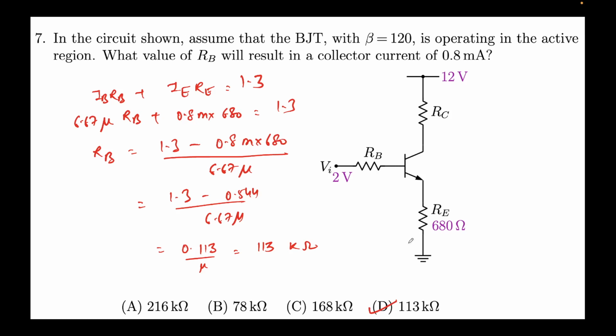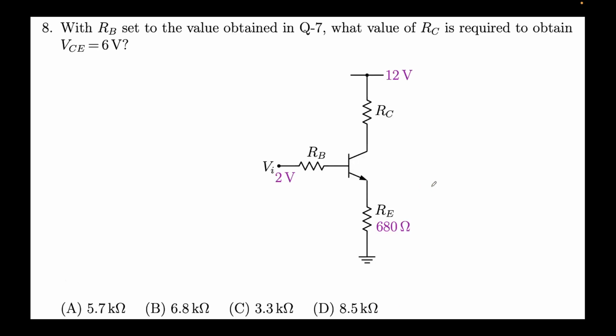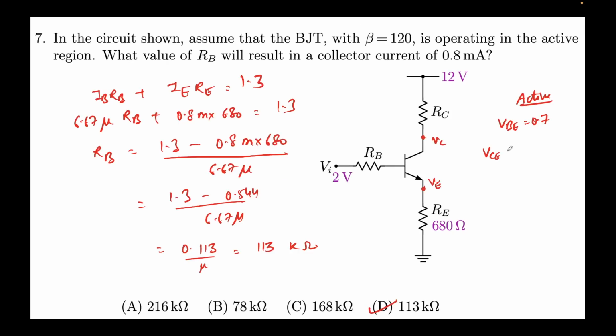So as I told you, we have assumed this is in active region, right? So in active region VBE should be 0.7, which is what we assume, but let's see what is VCE. So we must check what is this VC and what is VE. We'll check in a minute. We'll do that in the last, or let's do it here itself.